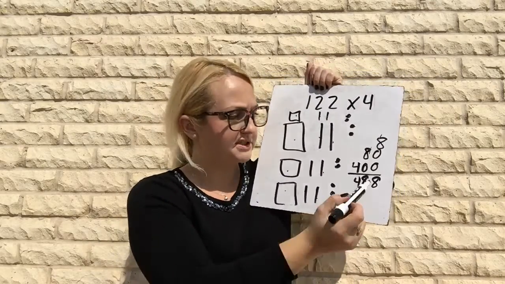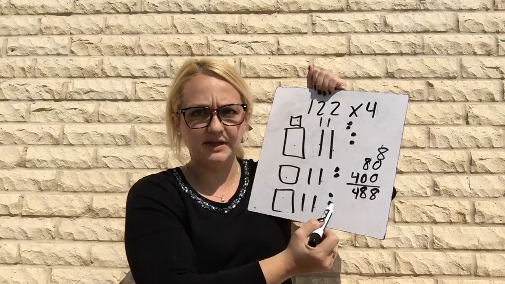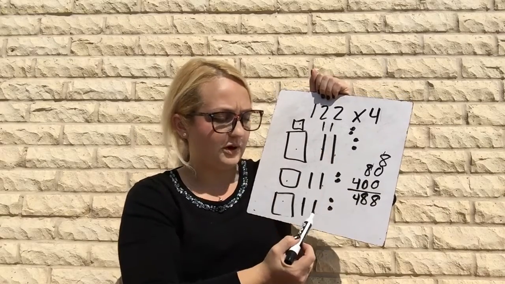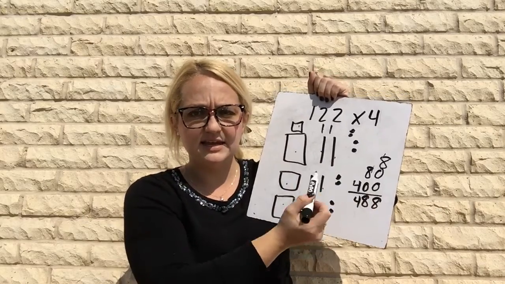Where did I get these numbers? Well, I just counted what was in the ones place, and it was 8. I counted what was in the tens place, and it was 80, and then I counted what was in the hundreds place. So this is multiplying with arrays, and it is a strategy that you can use.